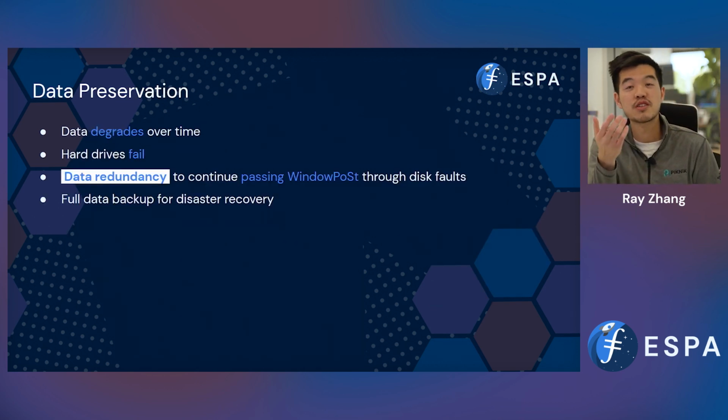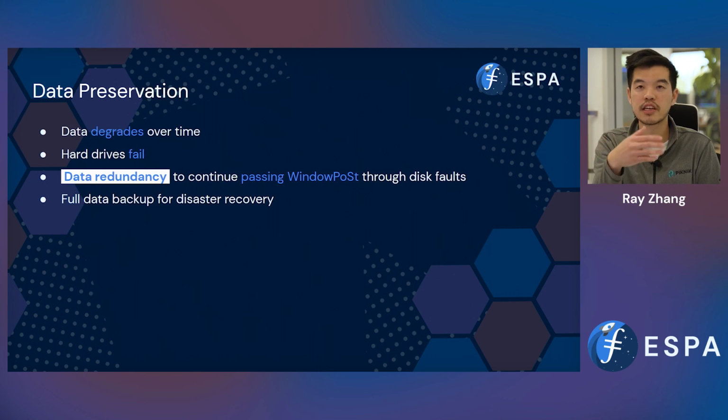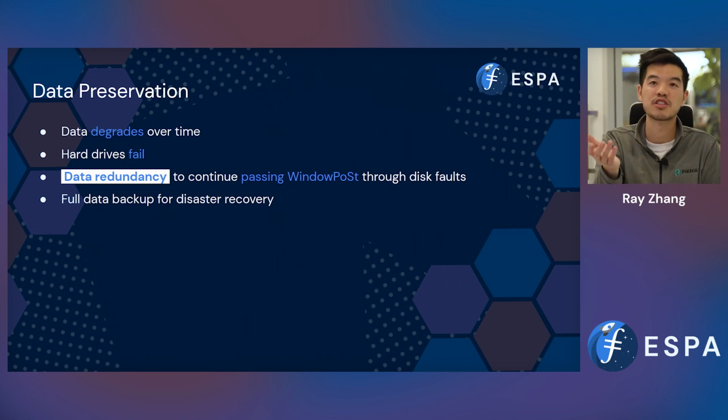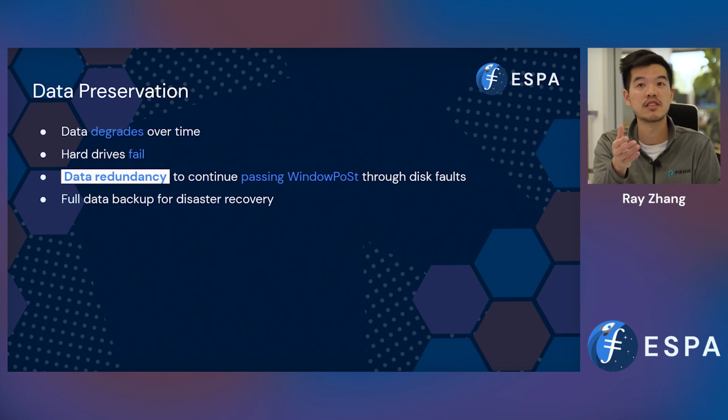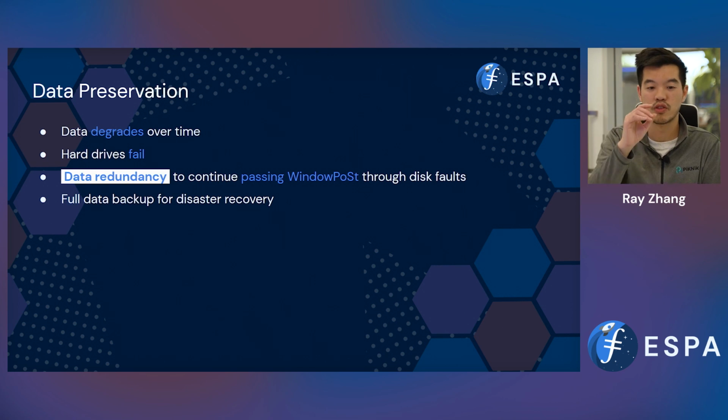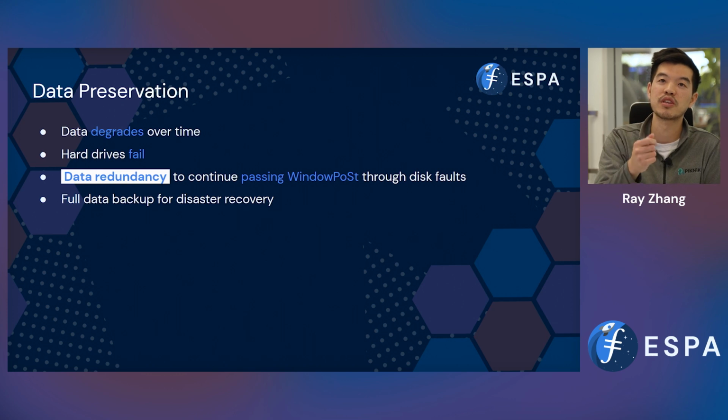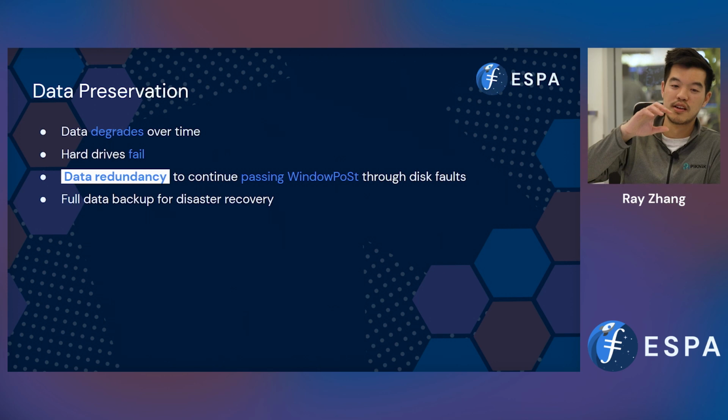Data preservation is the core function as a storage provider. Data degrades over time, that's inevitable. Hard drives will also fail. Data gets corrupted when bits get flipped for whatever reason. That just happens. So it's really important that you have data redundancy to continue passing WindowPoSt, even when the inevitable happens. And let's say your whole data center breaks down, or you lose power. It's important to have a full data backup somewhere for disaster recovery, so that you're able to restore the data and continue doing these audits.